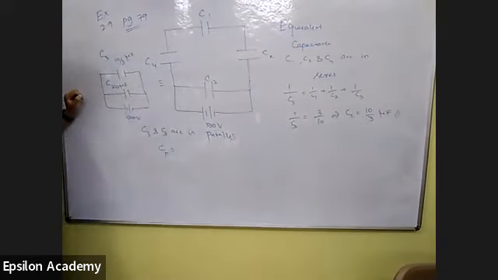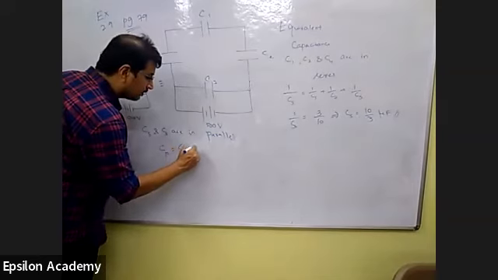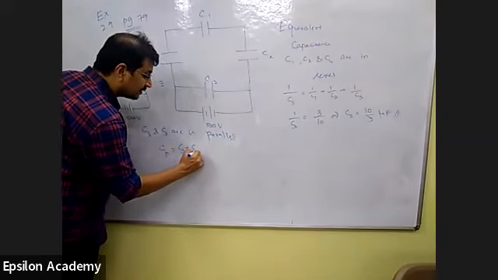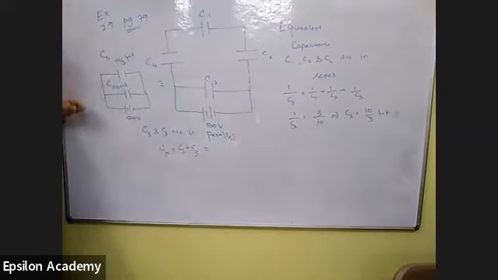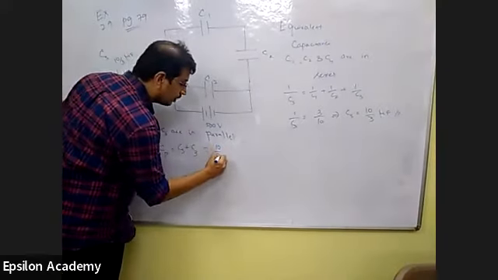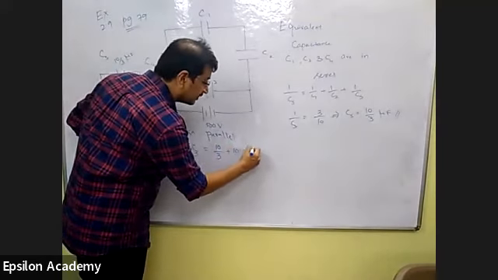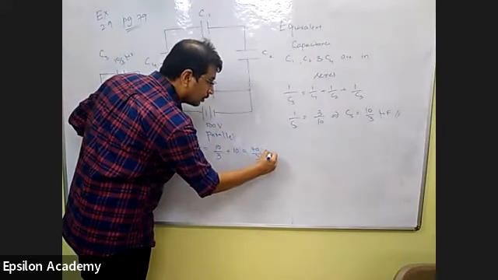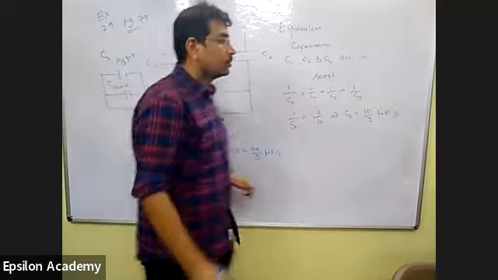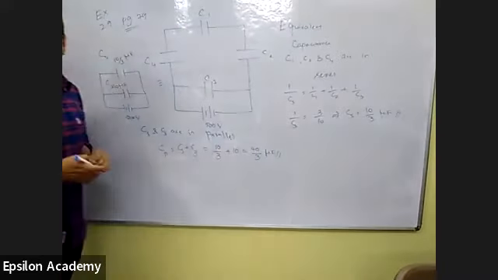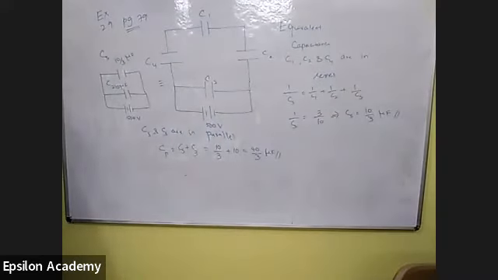If CS and C3 are in parallel, then the equivalent capacitance CP will be equal to CS plus C3. CS is 10 by 3 plus 10. So how much will be the answer? 40 by 3 microfarad is going to be the equivalent capacitance of this network. Correct?